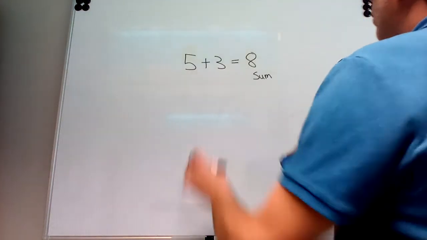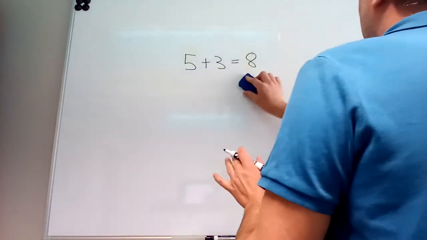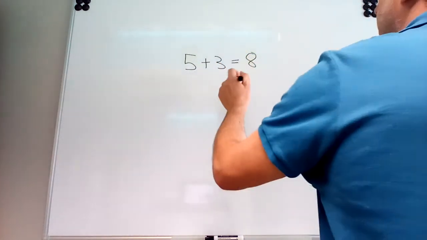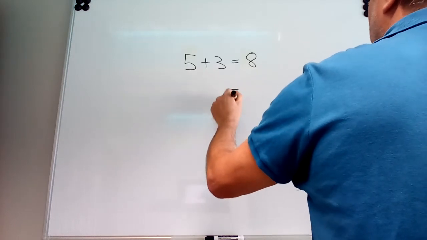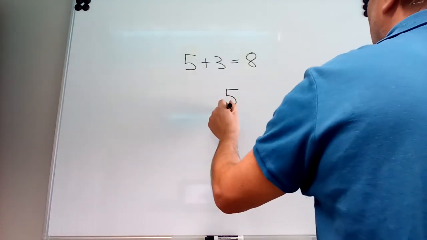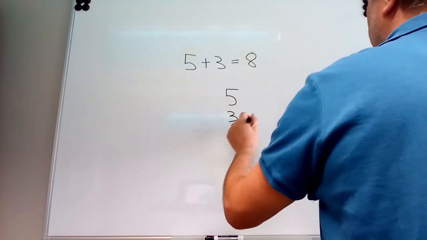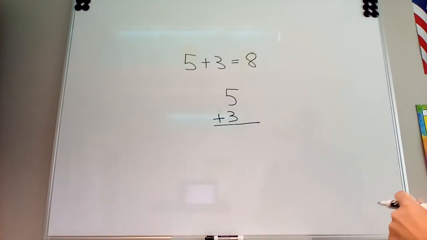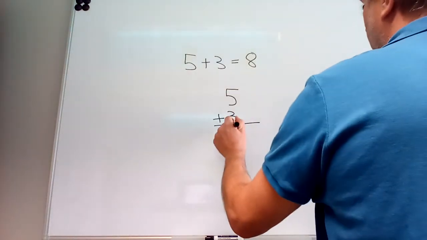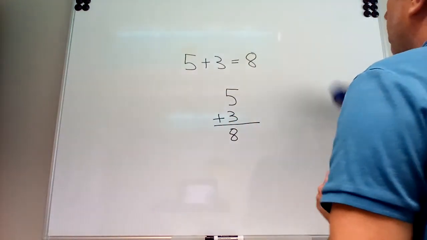Now, we need to learn to take this problem and write it vertically, where the numbers are on top of each other. Make sure you line the numbers up right on top of each other, because when we have double digits in a little bit, it's going to be important that those numbers line up correctly. It'll make it easier for you. You still add it, and the answer is still the same.